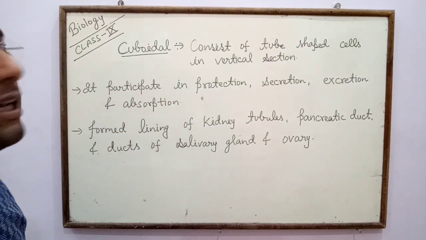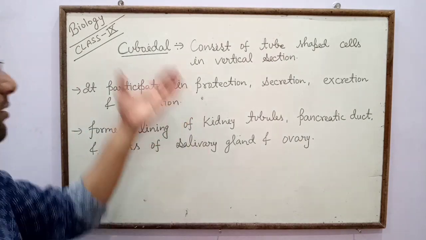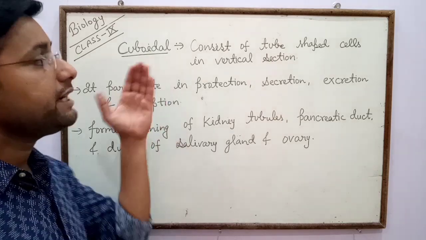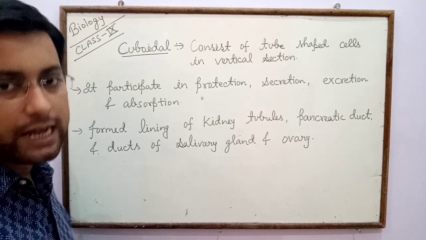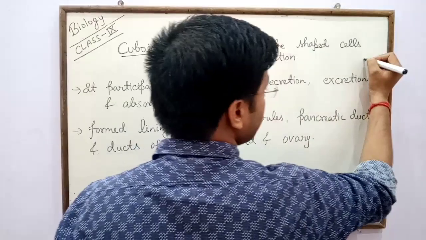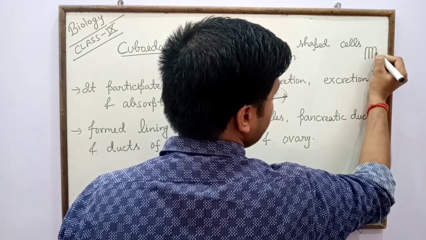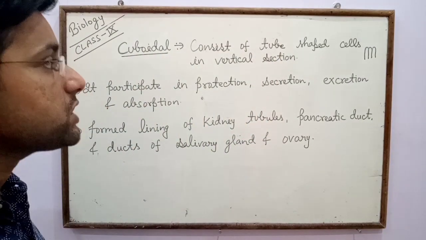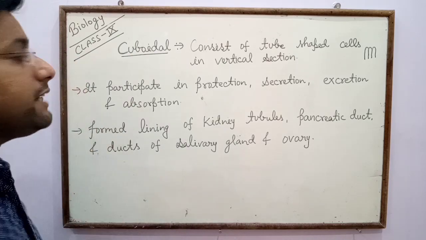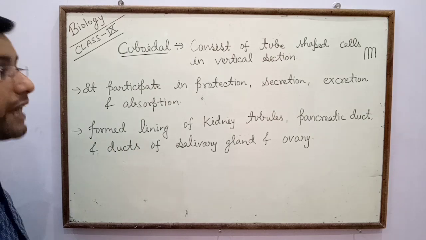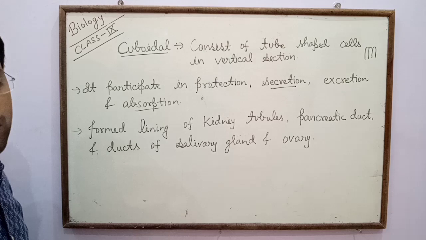Now about cuboidal epithelium. After squamous, next is cuboidal. Cuboidal epithelium consists of tube shaped cells in vertical section, which means all its cells are in a tube like structure in vertical section. It participates in protection, secretion, excretion and absorption.